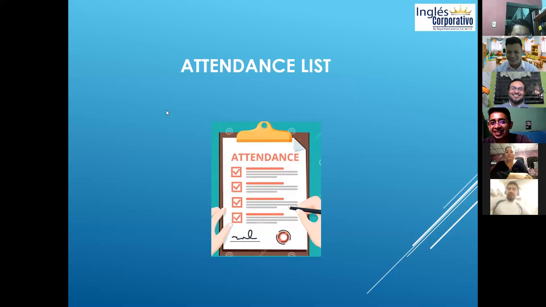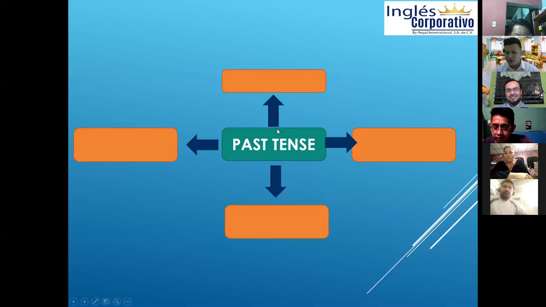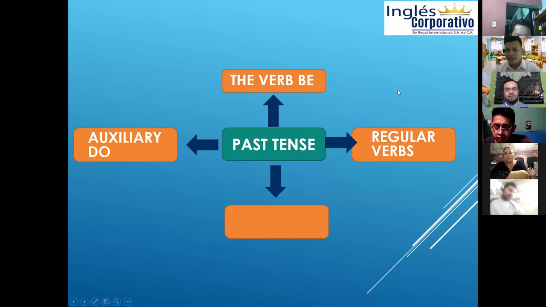Okay, cool. We're going to continue with today's class. And basically, we're going to finish today with the past tense. So if you got a question so far, you can ask me in today's class, right? Okay, we saw the verb be, was, and were. Auxiliary do. In the past, we're going to use did. And regular verbs, que son los que le agregamos ed, right? And irregular verbs are the ones who change its root. Okay, very good.